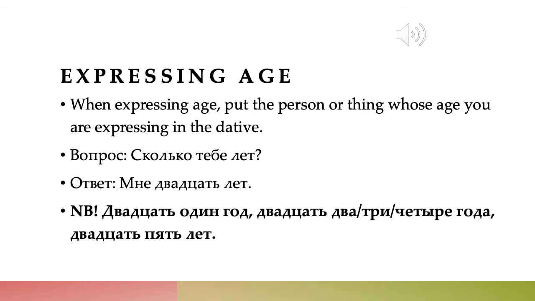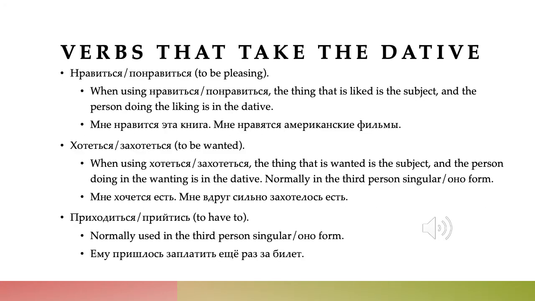And then there are some verbs that take the dative, and some of these you probably already know. So there's нравится or понравится, which is literally something like to be pleasing to someone. And so when we use нравится or понравится, the thing that we like is the subject of the verb, and the person doing the liking or the person who is pleased by this thing is in the dative. So we can say, for instance, мне нравится эта книга. I like this book. Мне нравятся американские фильмы.